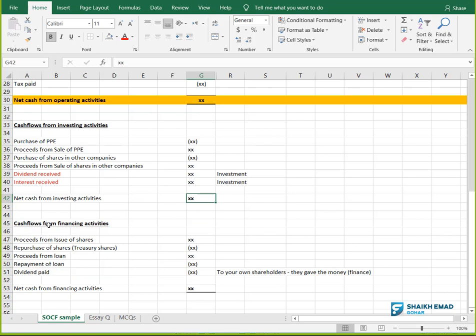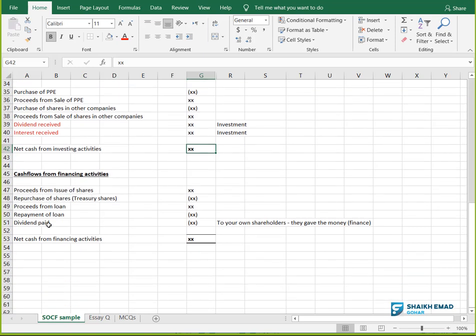Once you are done with investing activities, you will go for financing activities. In financing activities, you have two major sources of finance: debt and equity. Debt means taking loan, issuing loan notes, debentures, redeemable preference shares, all those things, right? Equity means you are issuing shares, rights issue, all those things.